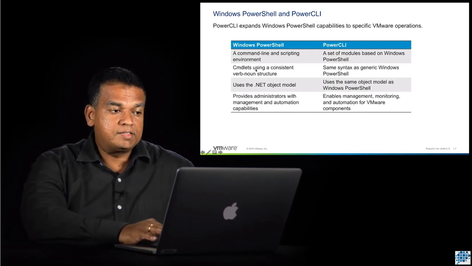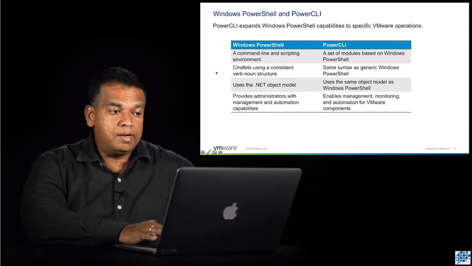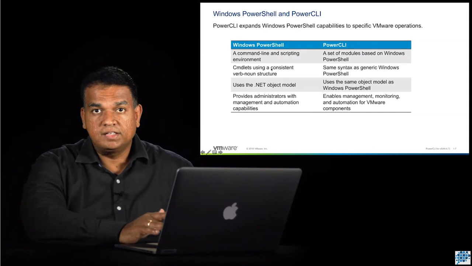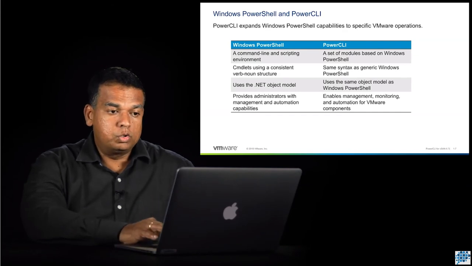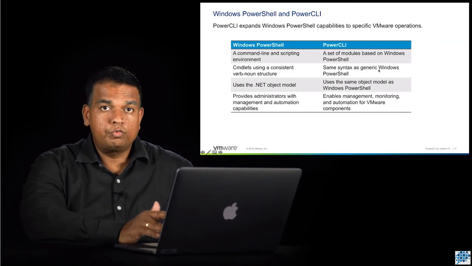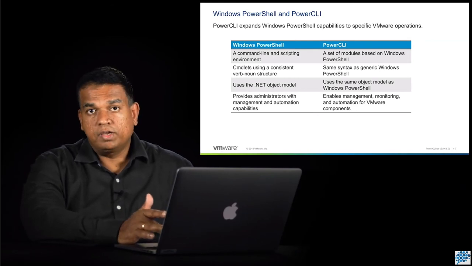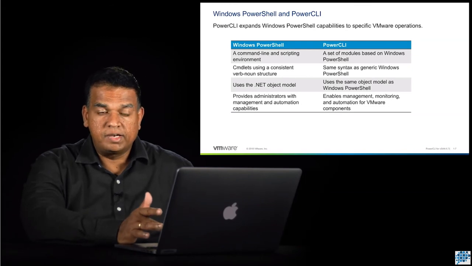The commands in Microsoft PowerShell are called commandlets, and the commandlets use a very consistent syntax. They always come in the form of a verb followed by a noun. In the same way, the PowerCLI commandlets also follow the same syntax. For example, Start-VM. Start is a verb and VM is a noun.